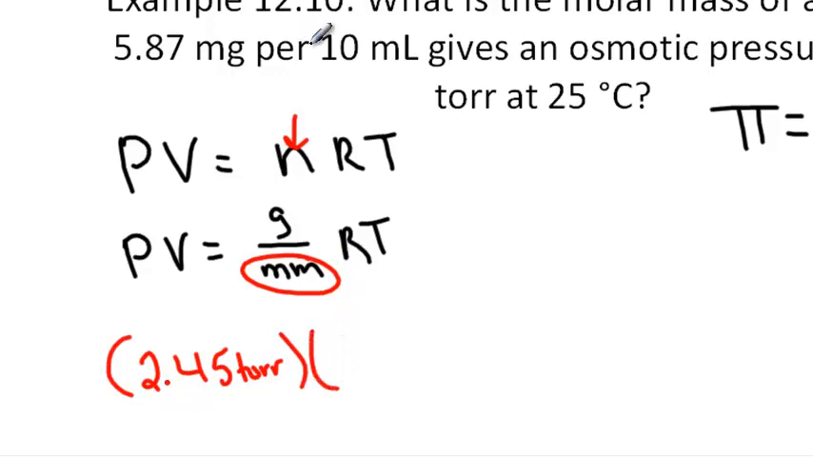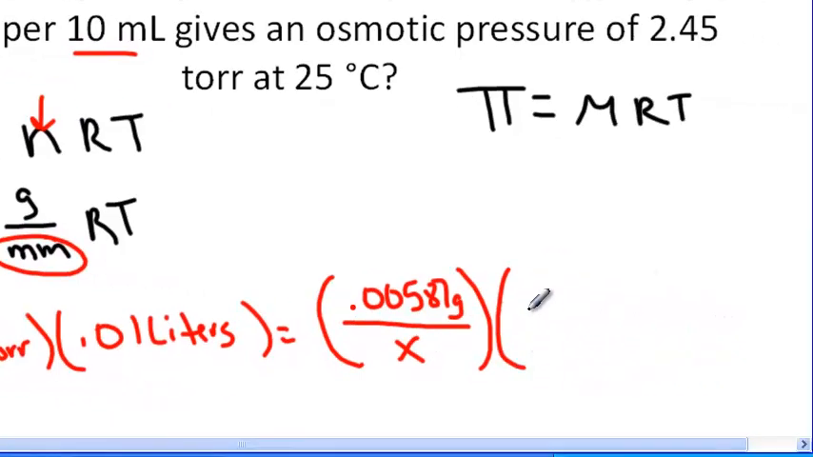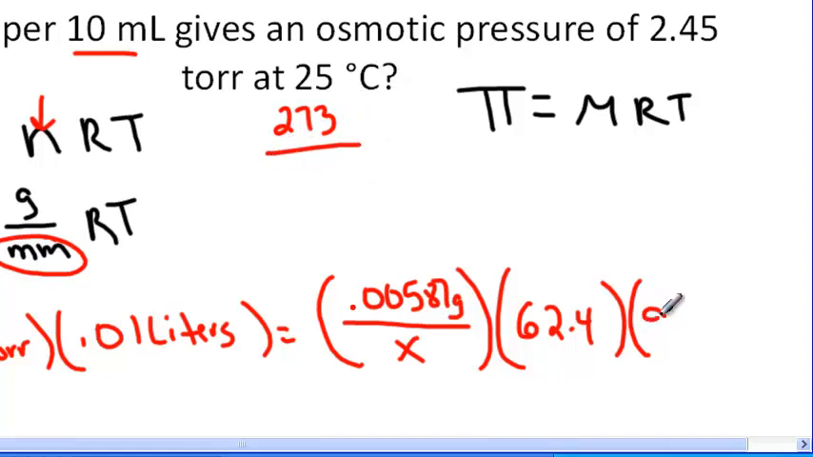The volume has to be in liters. PV equals nRT problems always have volume in liters. So 10 mL is 0.01 liters. For the grams, here I have milligrams, so milli is a thousandth, so I have to make it smaller: 0.00587 grams over our target, X, the molar mass. The R constant, I'm going to match to the torr unit, 62.4, and the Kelvin temperature of 298 K.